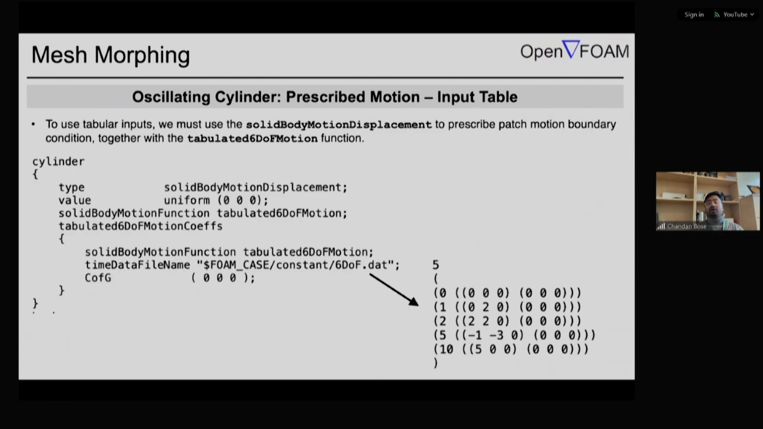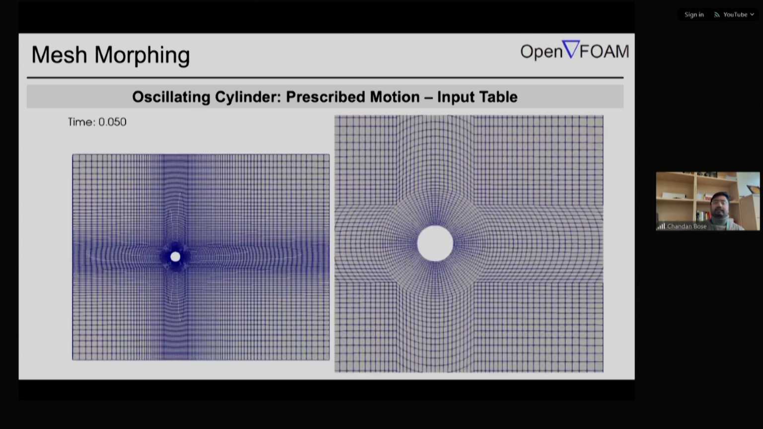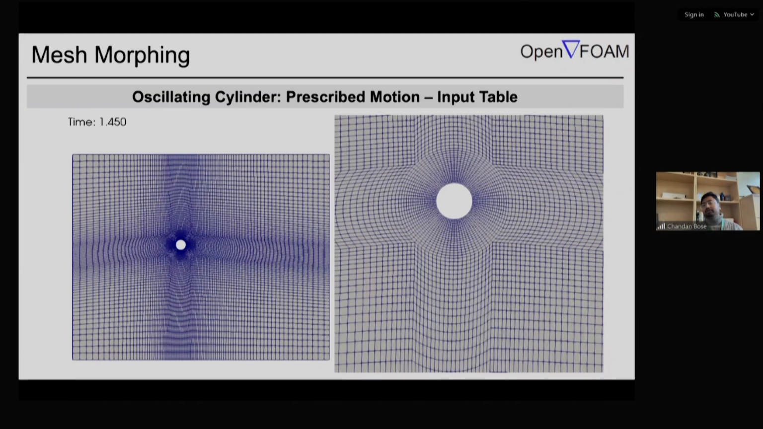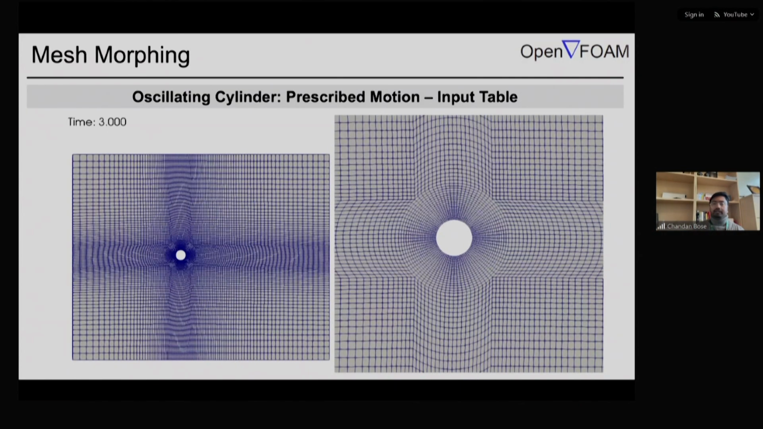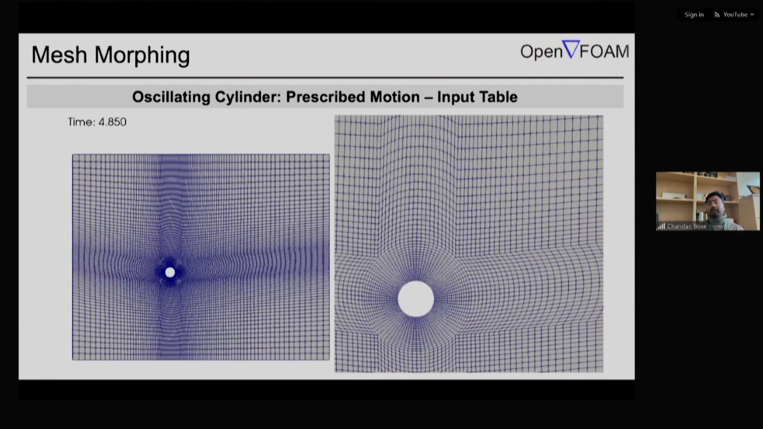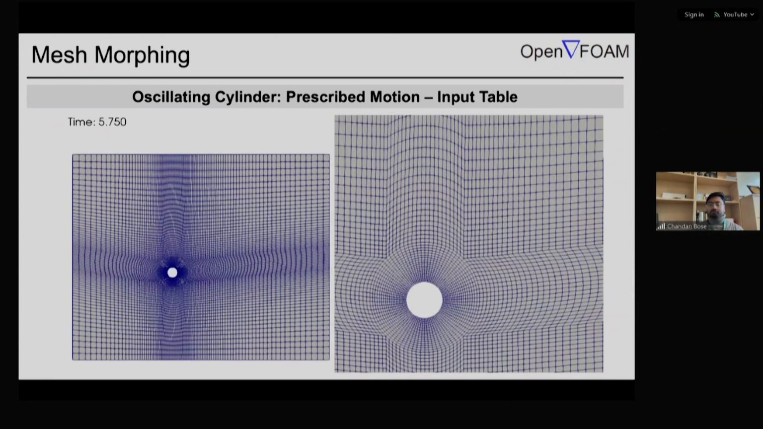Now, instead of giving an inbuilt function such as this oscillating displacement, we can actually give a table where we give the displacement value of the body with time and then tell the code to move the body accordingly. And this is how you can see, first we are giving y directional displacement, then giving x directional displacement, then bringing it back diagonally. So this is an example of how you can incorporate arbitrary mesh motions. All right.